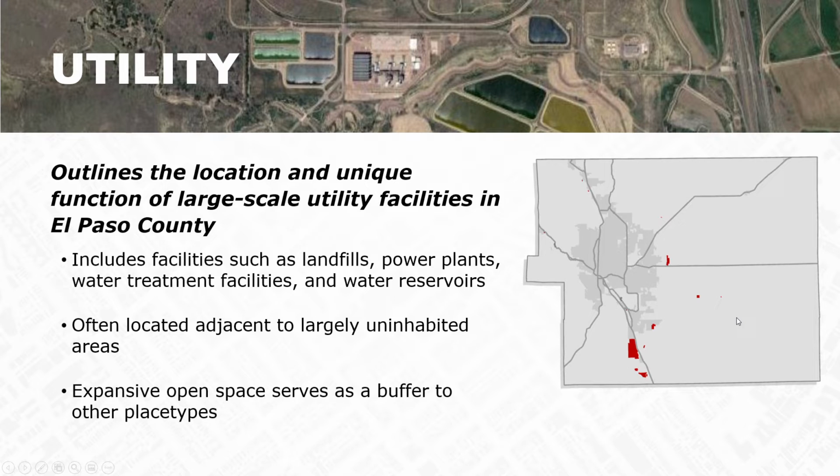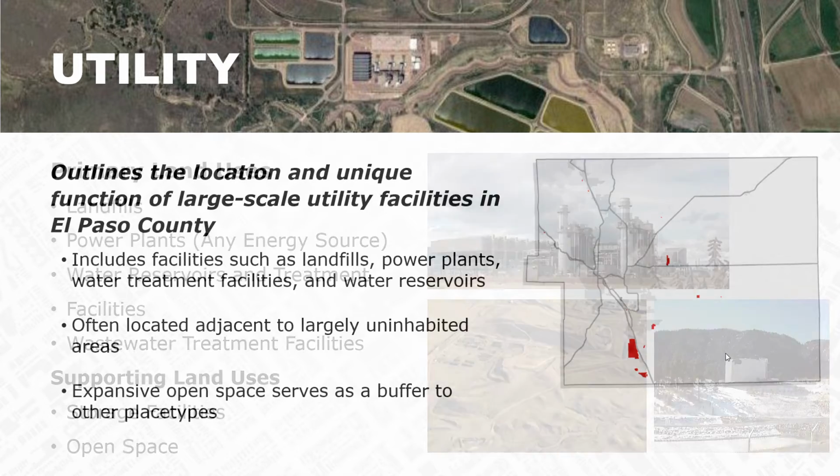Next up is utility. As a place type, there are a few key areas. These outline the location of unique function of large-scale utility facilities in El Paso County. These include facilities such as landfills, power plants, water treatment facilities, and water reservoirs. They are often located adjacent to large, uninhabited areas of the county. An expansive open space serves as a buffer from these areas to most other place types, as you can see in the photograph above and in the map to the right.